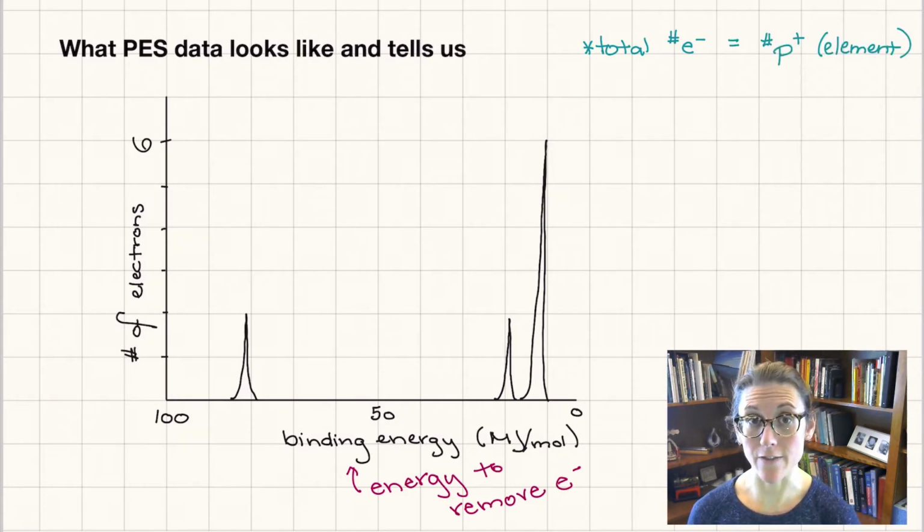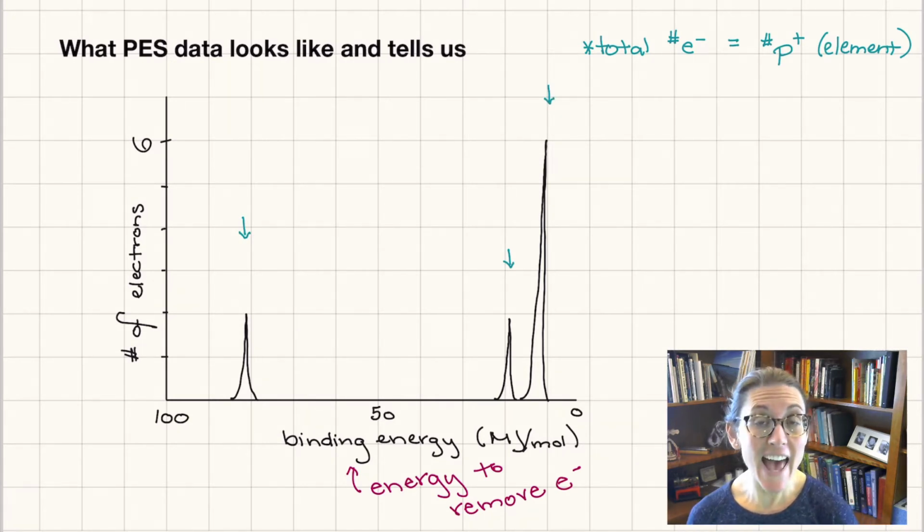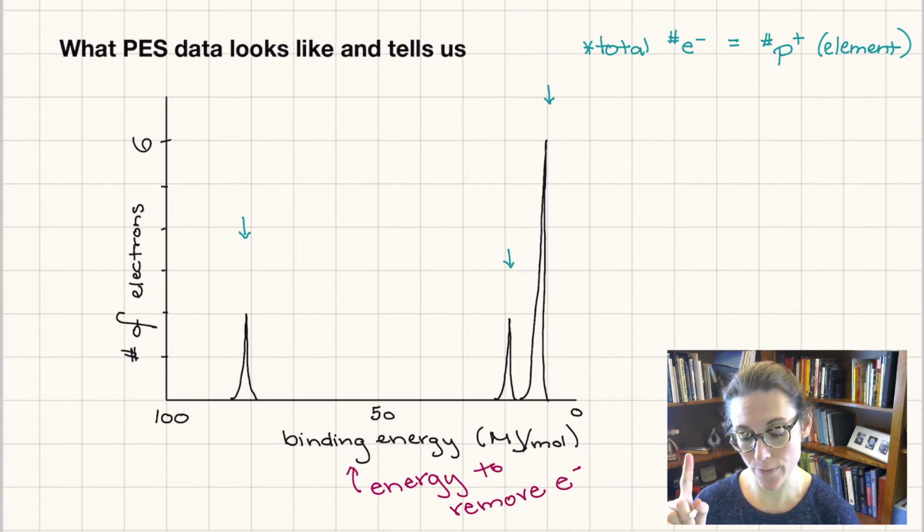In this case, if you look at the photoelectron spectrum, you have 2 electrons in the first peak, 2 electrons in the second, and 6 in the third. That's a total of 10 electrons. And 10 electrons is the element neon. So this is neon with its 10 electrons, and therefore it's 10 protons. So that's the first thing we know.